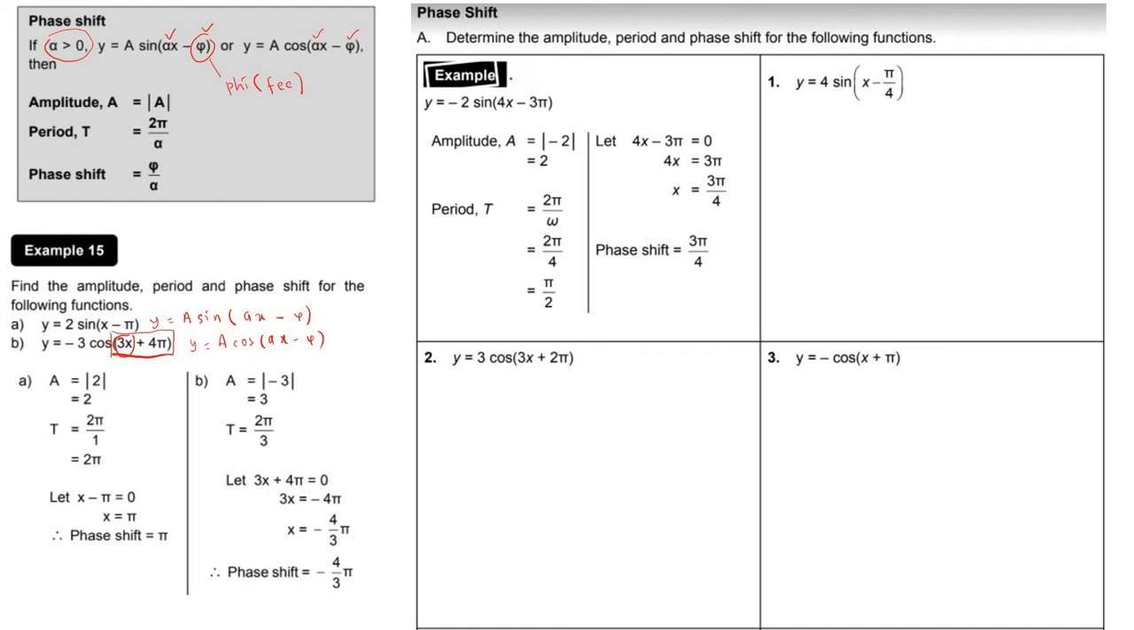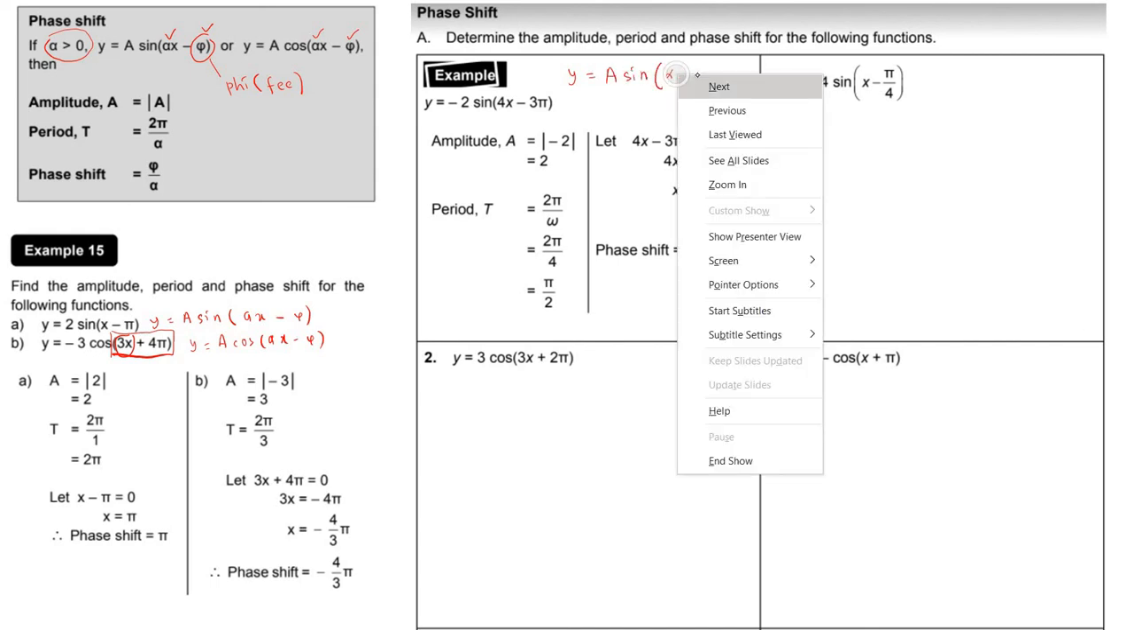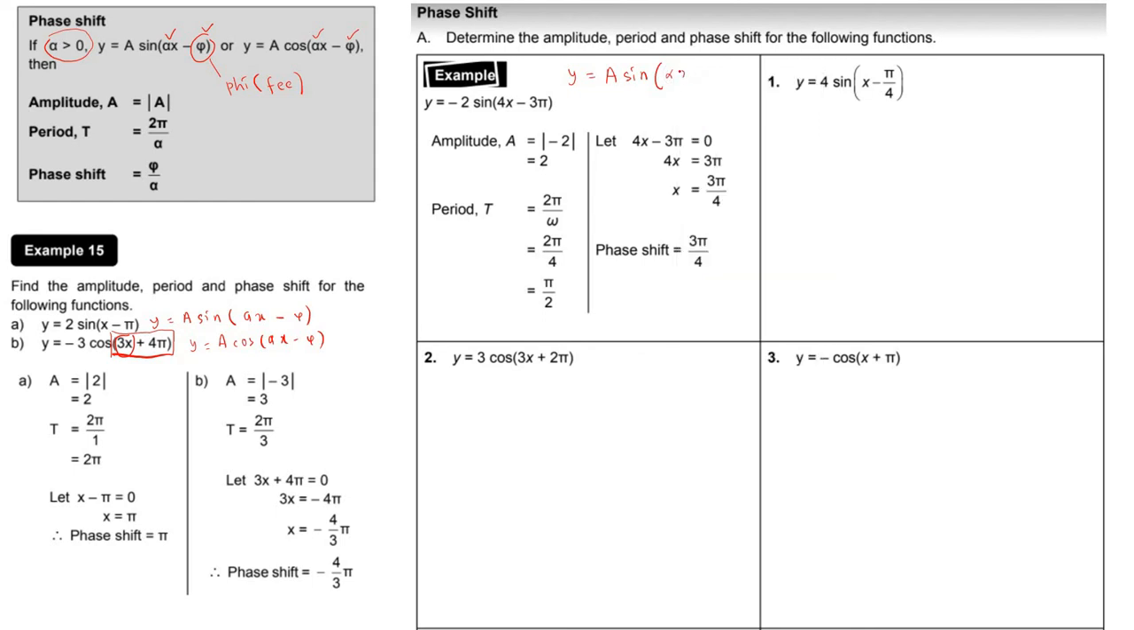Okay, let's try question from homework. Determine the amplitude, period, and phase shift for the following function. Okay. First, let's look at the example. Negative 2 sine 4x minus 3 pi. We can compare with y equal a sine in bracket alpha x minus phi.